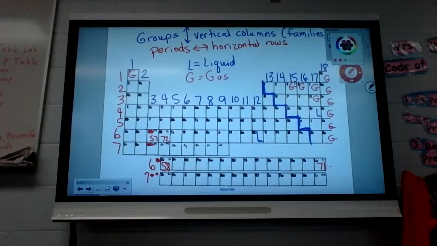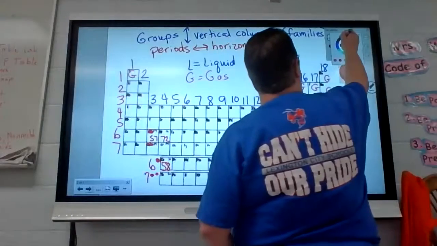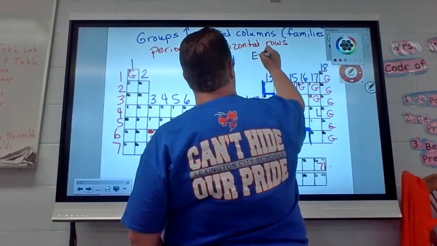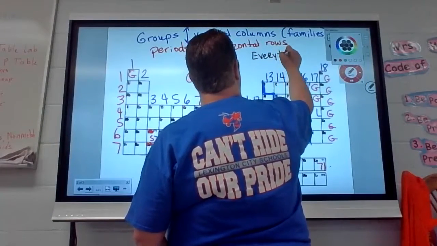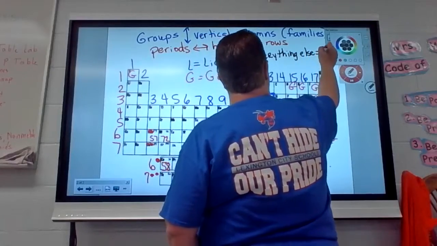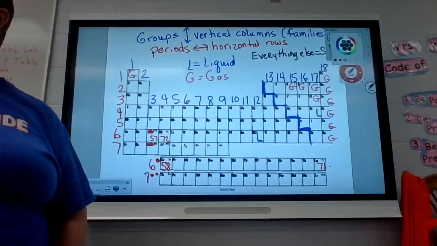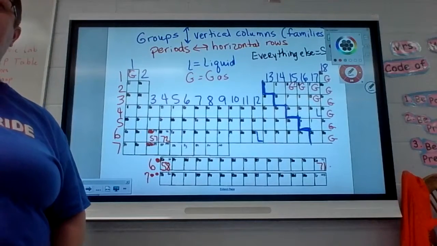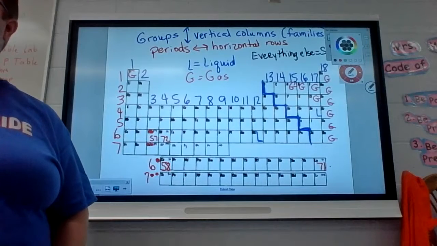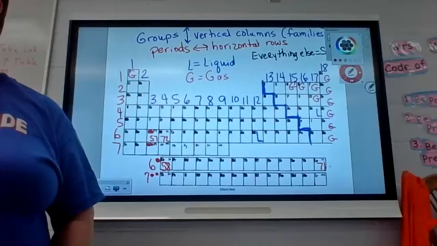Now, I'm not going to label the solids. If you want to make yourself a note, everything else is a solid. If you didn't write L or G, it's a solid. Now, if you need to write S in all those spots, then write S. But I'm not writing S in all those spots.